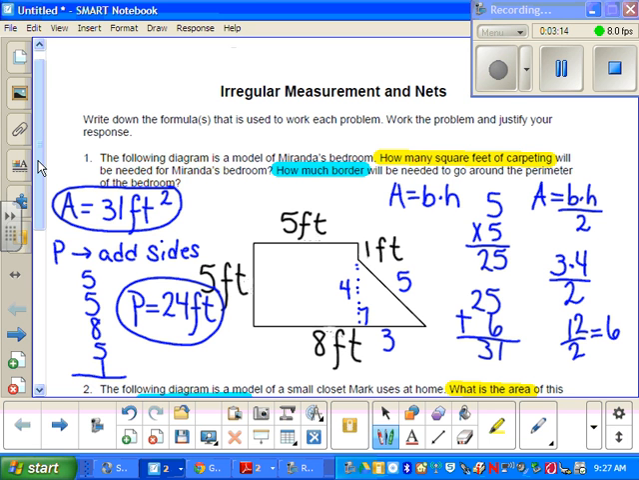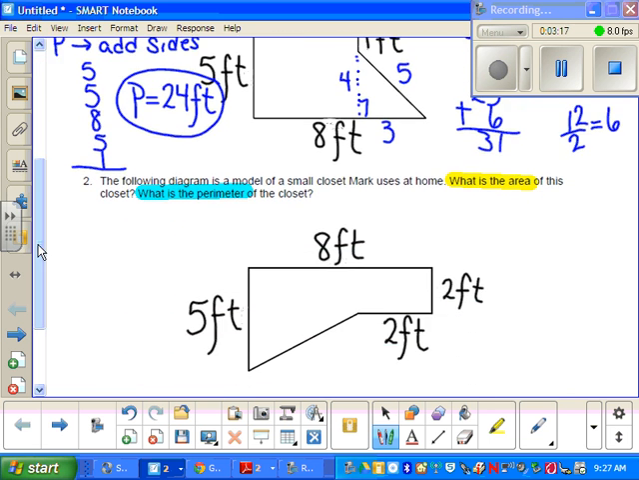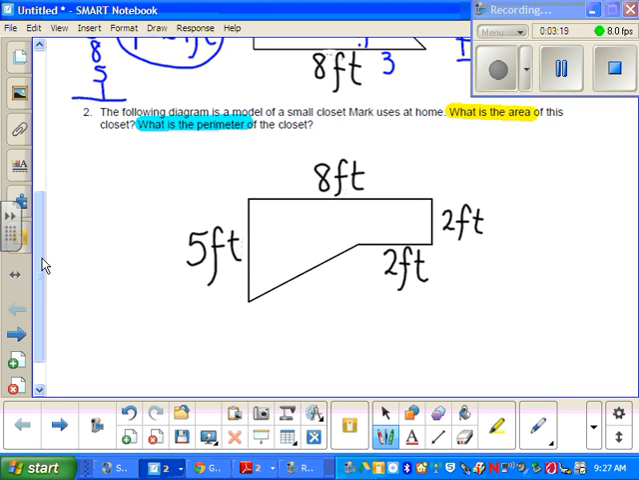So let's look at number 2 here. This one is also asking for area and perimeter, and it's of Mark's closet, and this is a weird shape too. So there's 2 different ways you could do this. I could make this into a trapezoid and a rectangle, or I could make it into a triangle and a rectangle. And so it just depends on which formulas that you want to use. Now, I don't like the trapezoid formula as much. To me, it's a little harder. So I would use the triangle and the rectangle to do this.